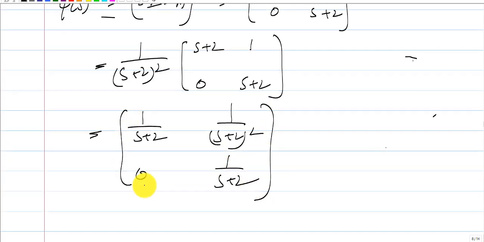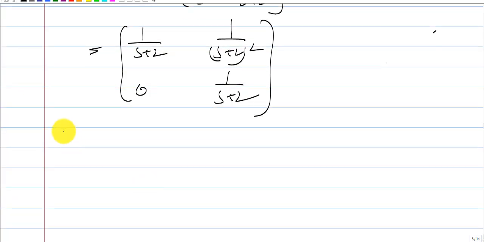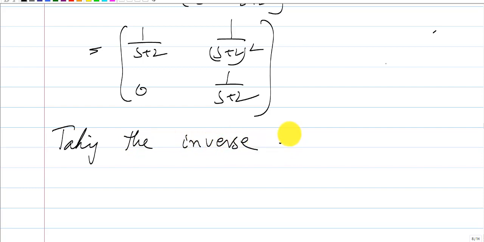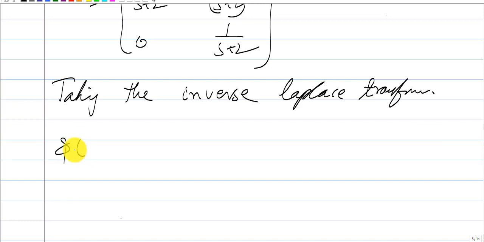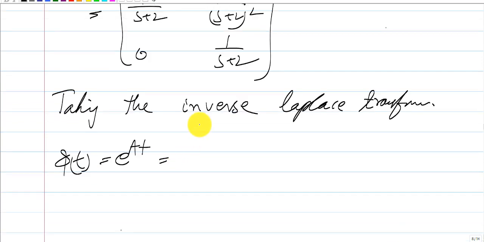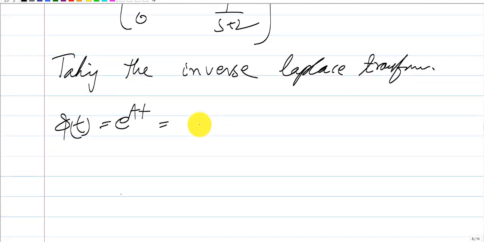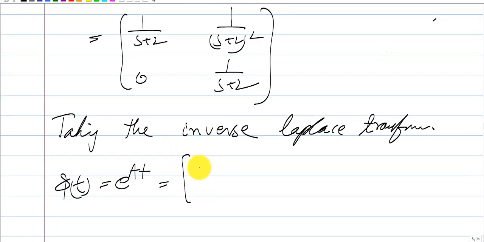So taking the inverse Laplace transform, what we will get is phi of t, which is equal to e raised to the power A t. So the inverse Laplace transform of this phi of s will be phi of t, e raised to the power A t. That will be equal to e raised to the power minus 2t, t times e raised to the power minus 2t, and then 0, and e raised to the power minus 2t.